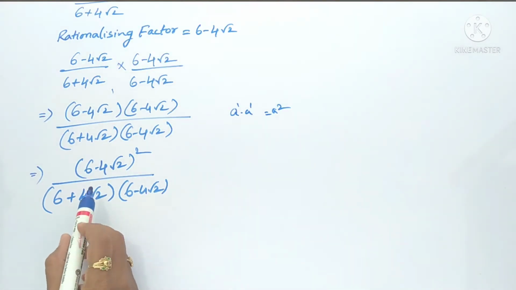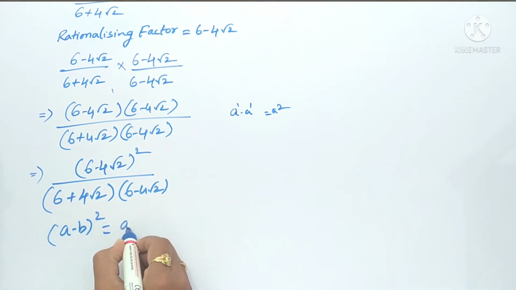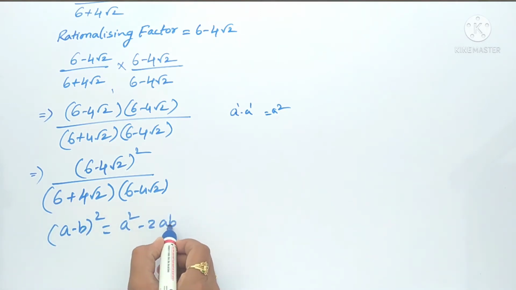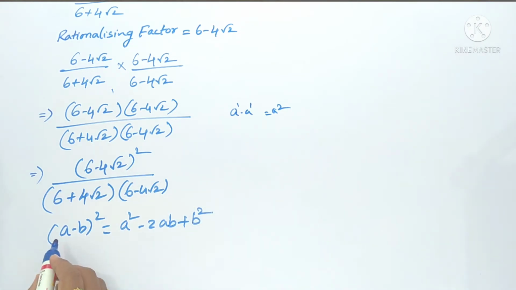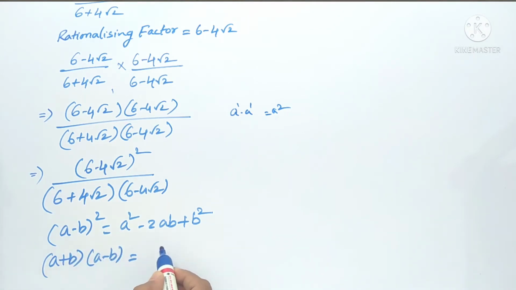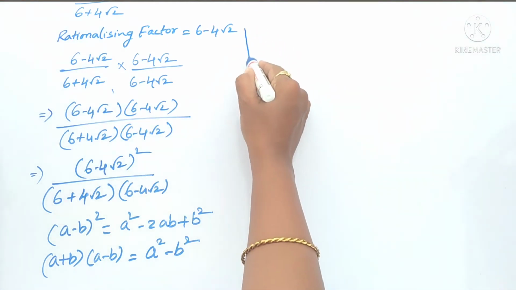So numerator is in the form of a minus b whole square. a square minus 2ab plus b square is the formula. And denominator is a plus b into a minus b. Denominator is in the form of a plus b into a minus b. That formula is a square minus b square. So now we'll just simplify this.